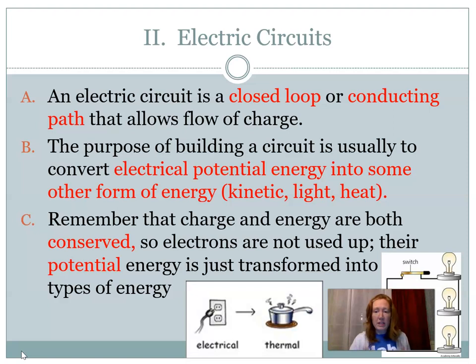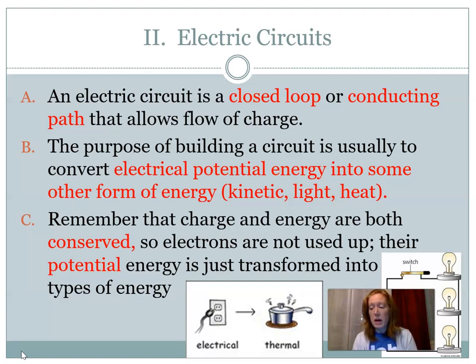The idea of a circuit is that it's just a closed loop, so electrons can go around the loop. It's like an obstacle course for electrons where we can make them do something useful, so that their potential energy is transformed into some other kind of energy. So I want sound energy instead, or I want my light to come on. I'm just transforming electrical energy into some other form, because electrons are very versatile and they can do a lot of different things for us.